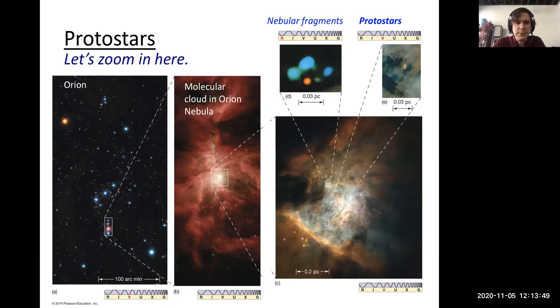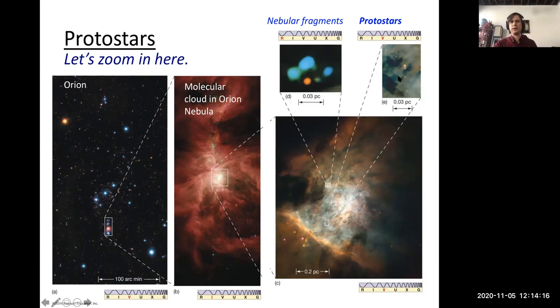We can go ahead and zoom in on this and switch from visible light to, say, infrared light. And now we're looking at one of the molecular clouds in Orion. And then we can go to this dense region within this molecular cloud and zoom in again. This is what it would look like in visible light. And we want to go ahead and highlight these two regions right here. And let's go ahead and take a closer look.